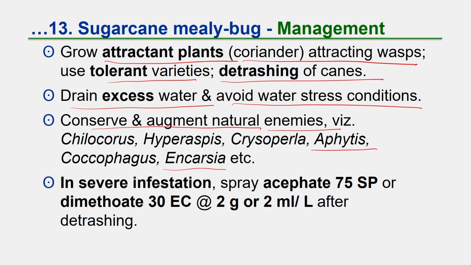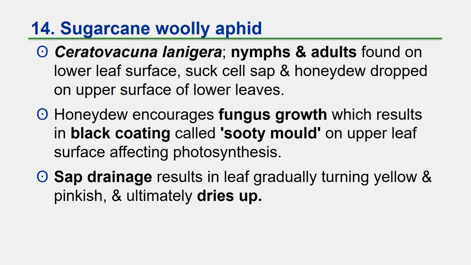In severe infestation, spray acephate 75 SP or dimethoate 30 EC at the rate of 2 gram or 2 ml per liter after detrashing. Next insect is sugarcane woolly aphid. Scientific name is Ceratovacuna lanigera.